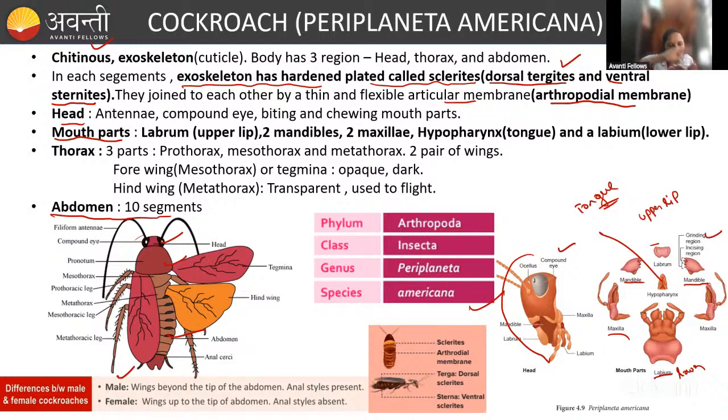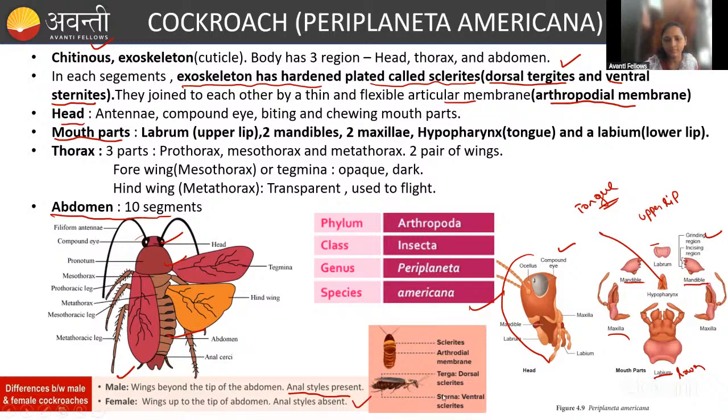The wings are covering, and it is coming outside the abdomen. Outside the abdomen it is coming, and the males have the anal style. It is very important. In the female, it is absent. The female's wings are covering only the abdomen, and the anal style is absent here.